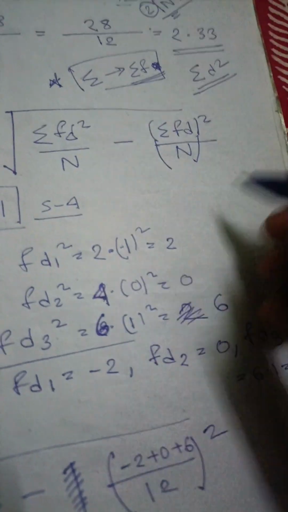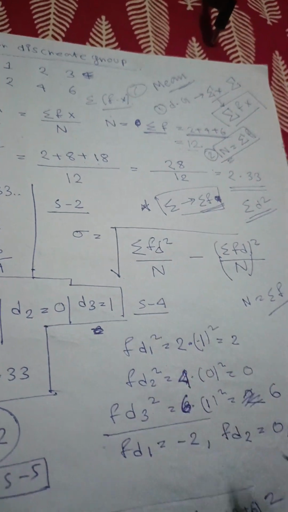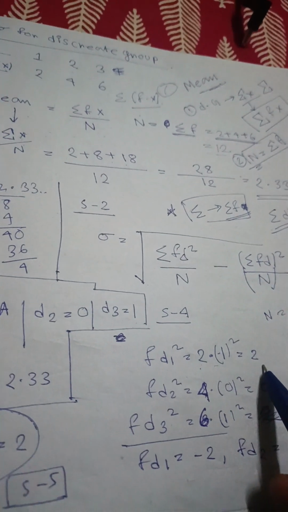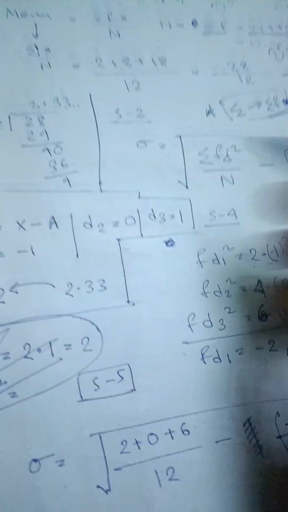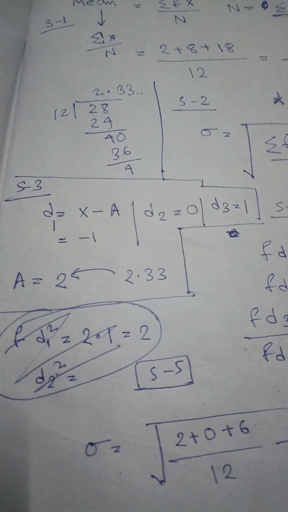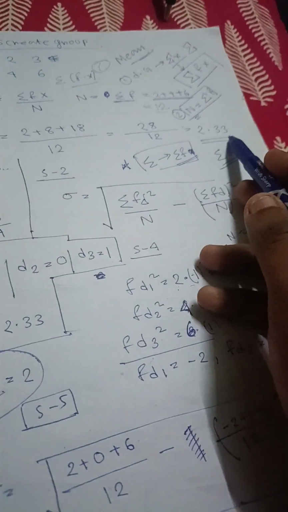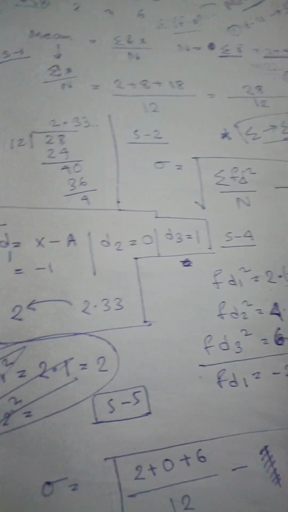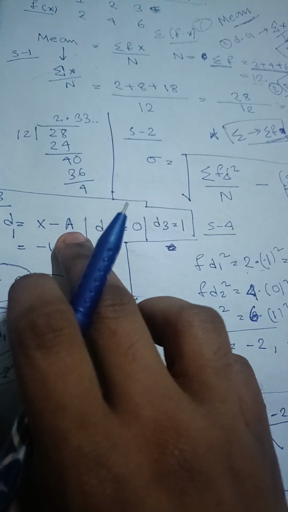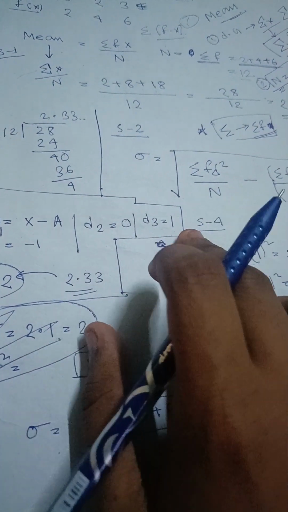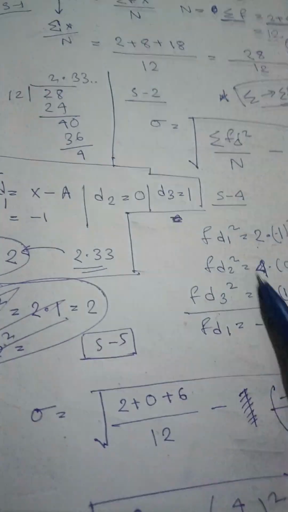So n is also the same, n equals sigma f, as we know. Then we calculate f d1 square. Like for the first value, if here is 2, then there is 1, so 1's whole square, that is 2, then there is 4. Okay, I have not mentioned what d is. So d is x minus a, as I said previously. Here it is 2.33, so it is close to 2. So a is 2, just like the previous math, nothing is new here. So here it is 2 and 1, so that is minus 2, there is 2 minus 2, that is 0, and d3 is 1.